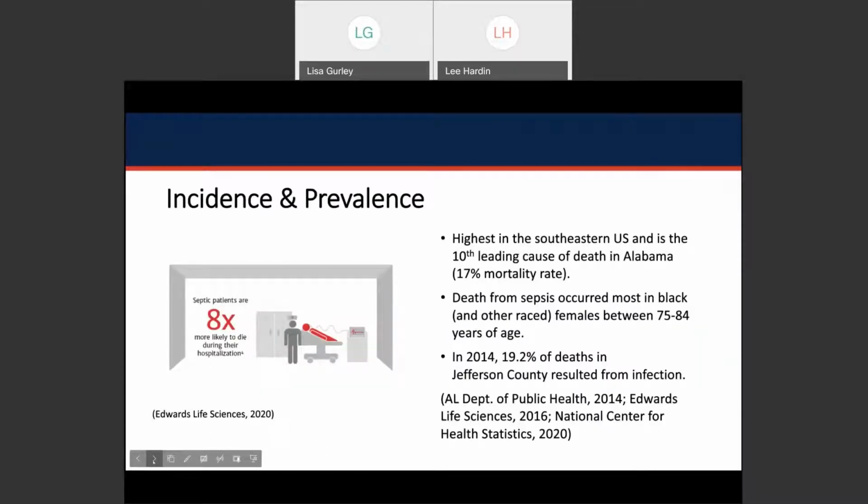The incidence of sepsis is highest in the southeastern United States. Sepsis is the 10th leading cause of death in Alabama and accounts for 17% of the state's mortality. Deaths occurred most in Black and brown raced individuals and females between the age of 75 and 84. In Jefferson County, Alabama in 2014, roughly 19% of the deaths in the county resulted from infections.